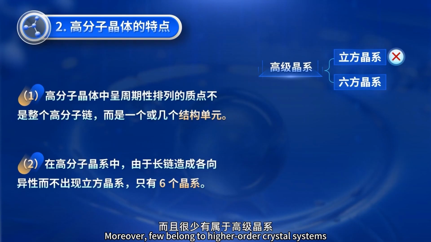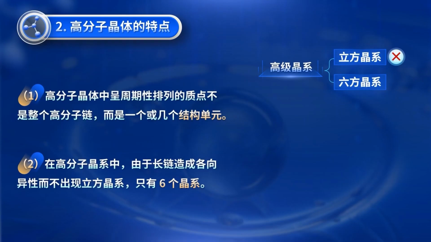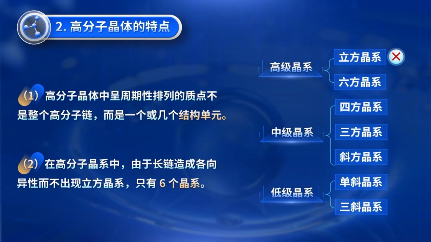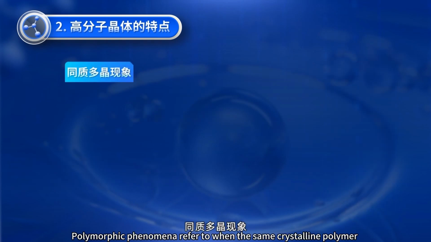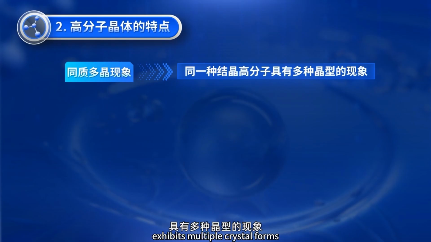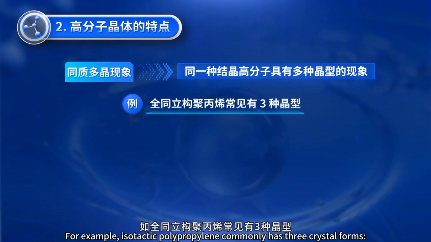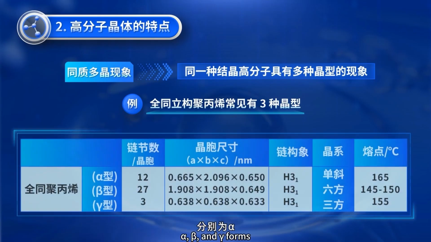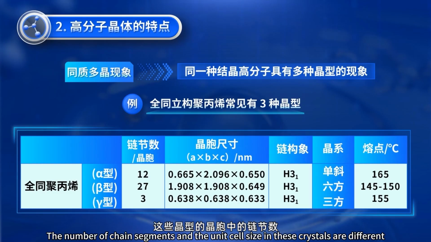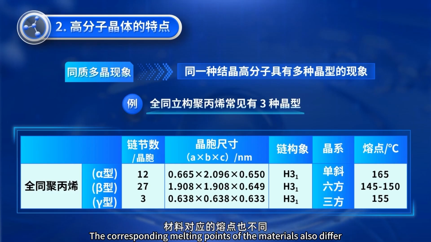Moreover, few belong to higher-order crystal systems. Most are primary or secondary crystal systems. Polymorphic phenomena refer to when the same crystalline polymer exhibits multiple crystal forms. For example, isotactic polypropylene commonly has 3 crystal forms: alpha, beta, and gamma forms. The number of chain segments and the unit cell size in these crystals are different. The corresponding melting points of the materials also differ.